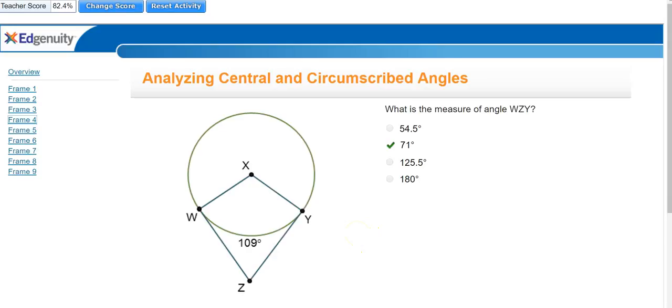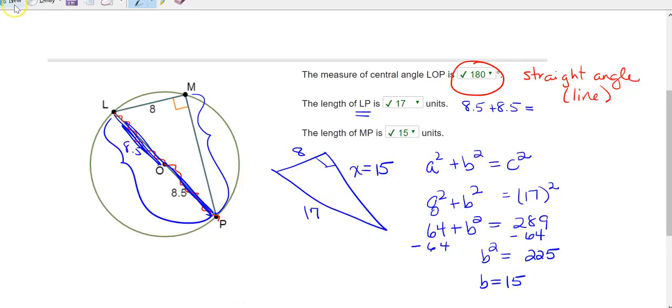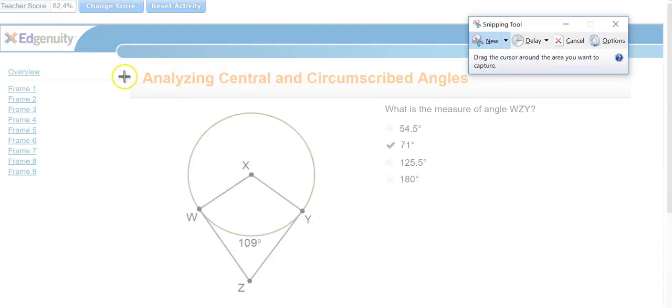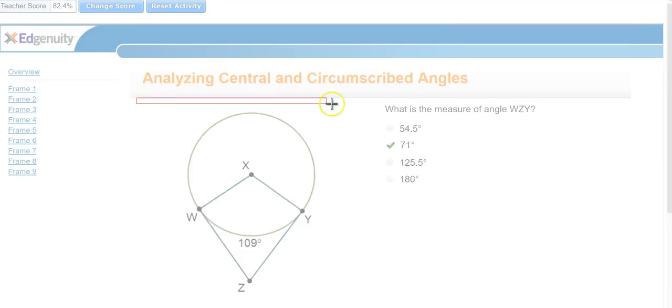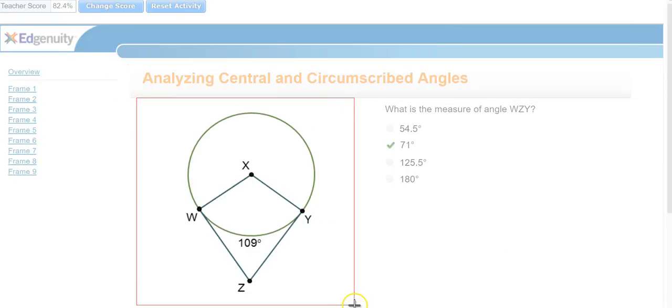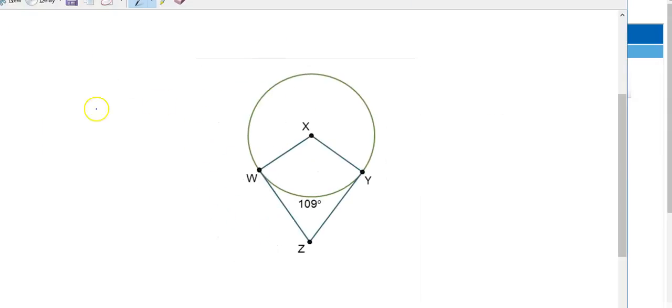Okay, so then this next one has to do with that exterior angle again. So we just talked about how you find the exterior angle. What did we say was the formula for finding the exterior angle? That's the one that's half the difference. Okay, half the difference.